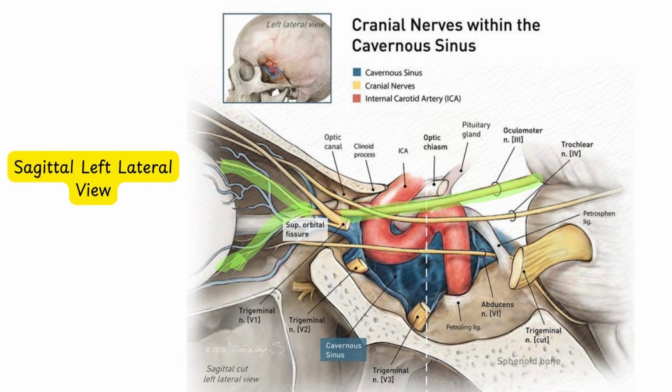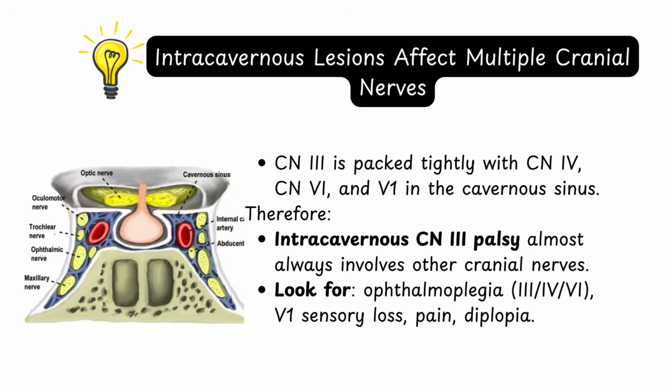An important clinical point regarding the intracavernous segment of the third nerve is that the third nerve is situated very close to the fourth nerve, sixth nerve, V1, V2, and also the sympathetics around the internal carotid artery within the cavernous sinus. And therefore, isolated third nerve palsy is uncommon in the intracavernous portion. Instead, patients with intracavernous segment third nerve palsy would show multiple cranial neuropathies involving the third nerve, fourth nerve, sixth nerve, and also there will be sensory loss along the V1 and V2 divisions of the trigeminal nerve.